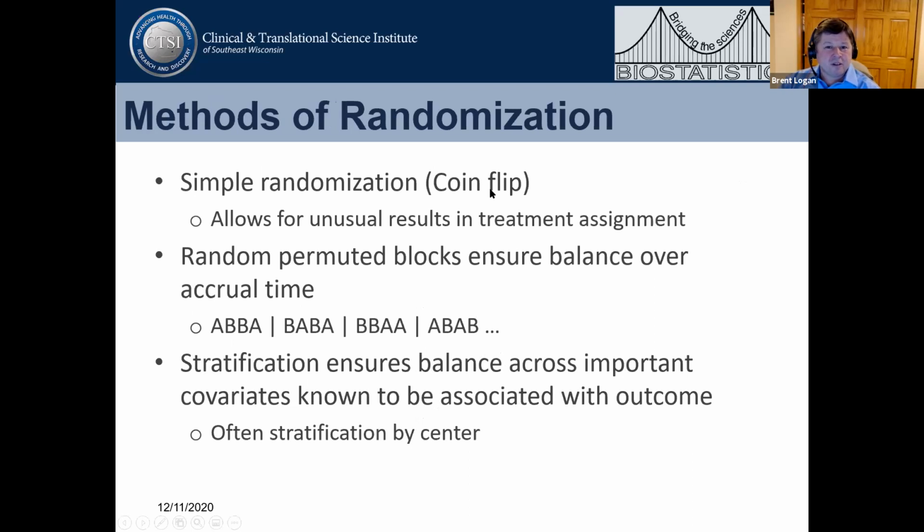Simple randomization is basically a coin flip, right? You flip it, heads or tails. If it's heads, they get A. If it's tails, they get B.